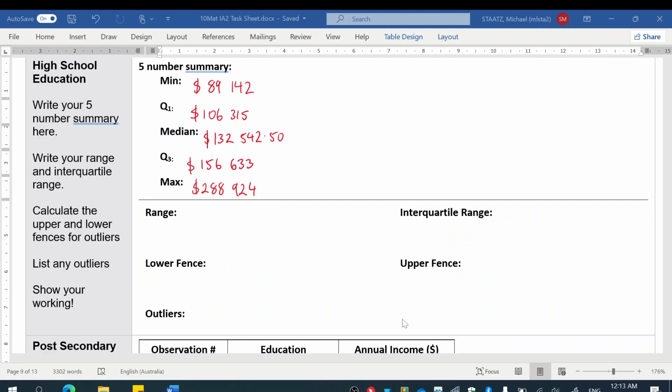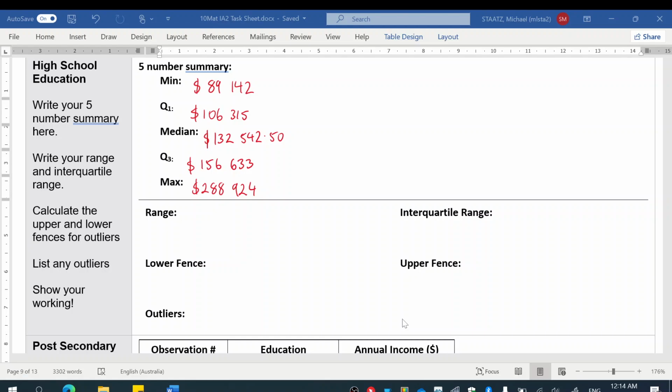Alright, so another video on how to calculate your range, your interquartile range, your lower fence, your upper fence, and your outliers. To do this, you should have calculated your 5-number summary, and that has been done in a previous video. If you haven't watched that video, you need to go back and watch it.